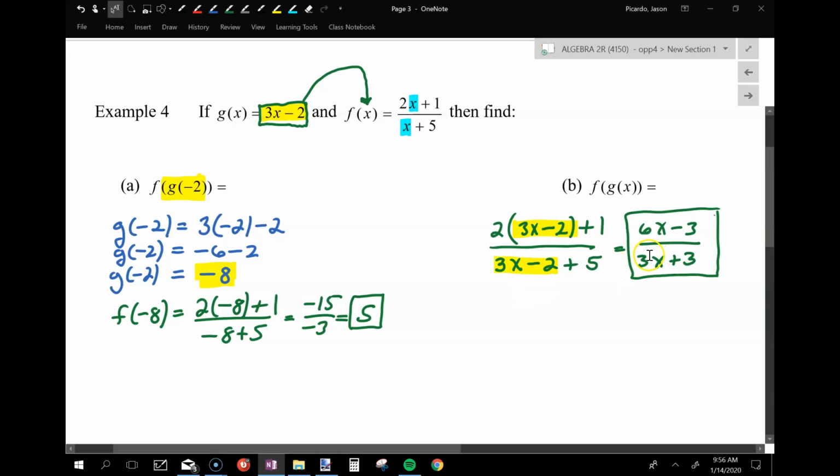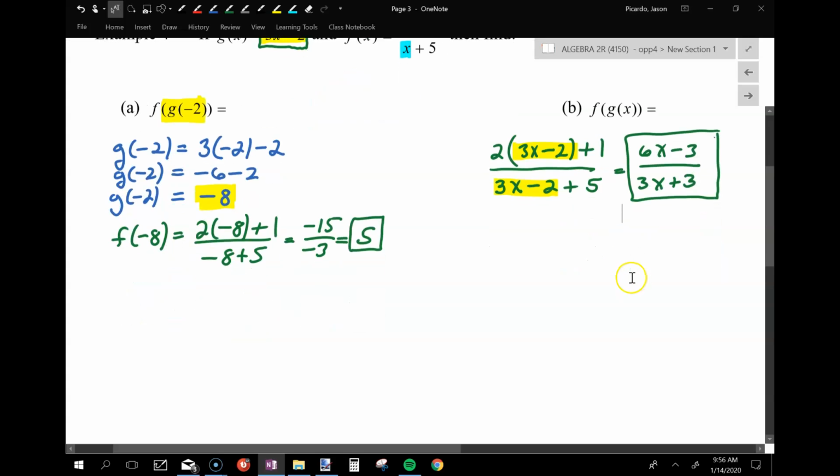Now, if I asked you for a root, you would do some work. If I asked you for a y-intercept, you would do some work. If I asked you for a vertical asymptote, you could do some work, right? Just like the first page.